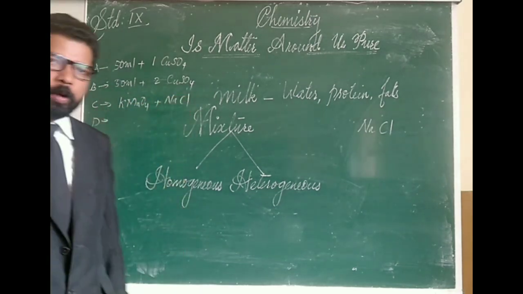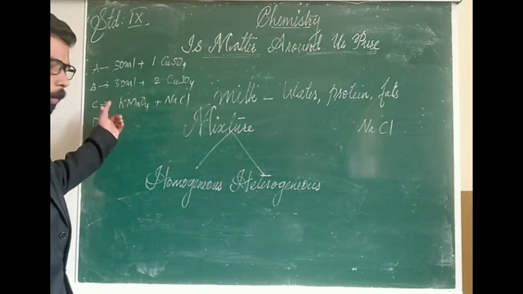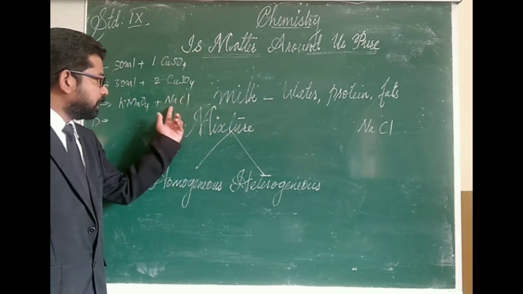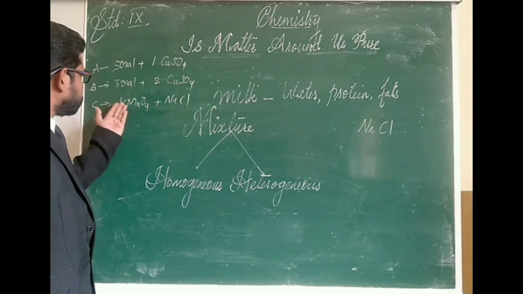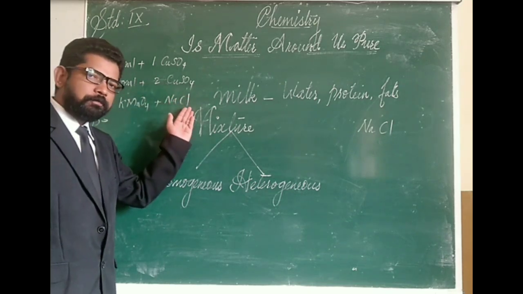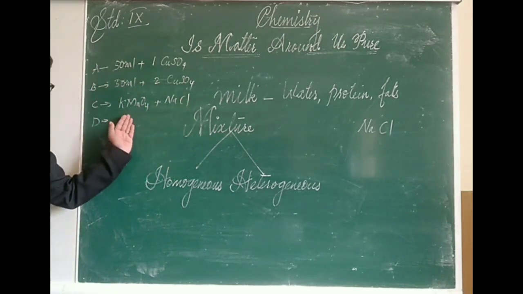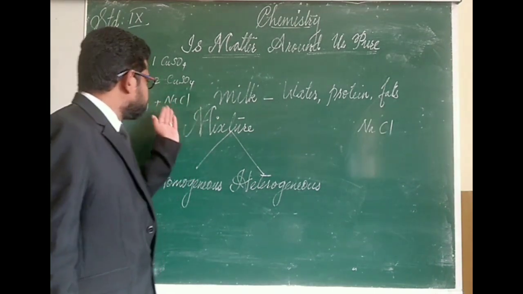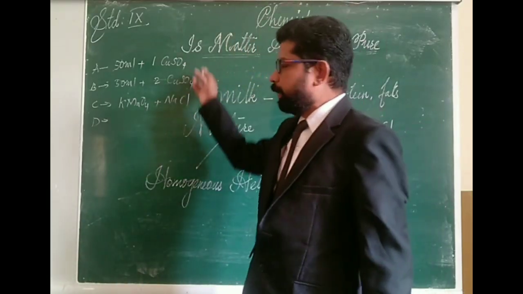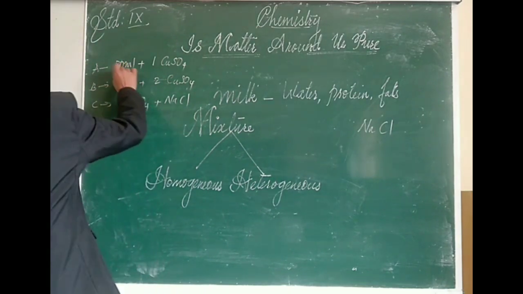The potassium permanganate formula is the same as in the previous lesson. I have made you understand that the formula of potassium permanganate is KMnO4, and sodium chloride, our common salt, is NaCl. We can give one spatula of potassium permanganate and 2 spatulas of sodium chloride. And for D, we can give 2 spatulas of potassium permanganate and 2 spatulas of sodium chloride. Any one quantity we can take. After that we have to observe it.